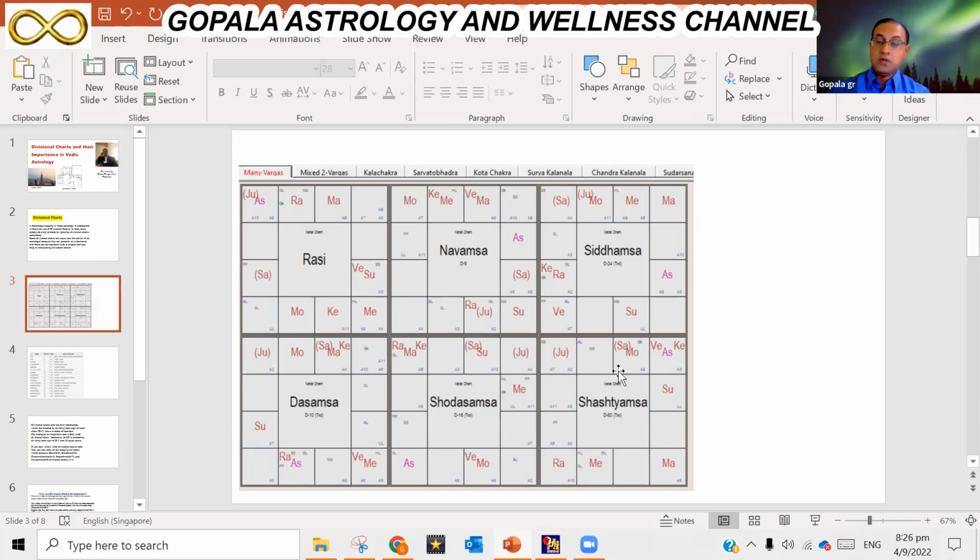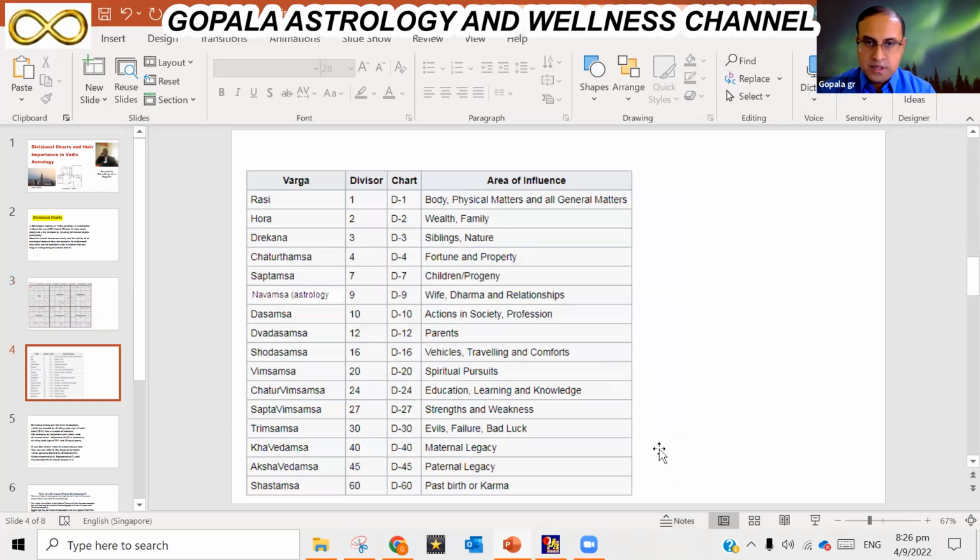The hospitals were not recording the time of birth correctly, and even the records are not properly maintained, especially in India. So that's where people are scared to use the divisional chart, because they are afraid that their predictions can go wrong. But in reality, we have to really look into each of these divisional charts with clarity. I have put some of the details of each of these charts in this slide.